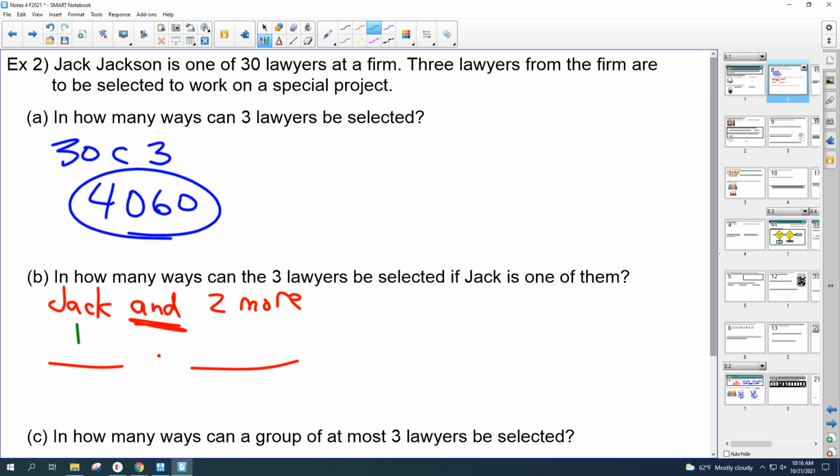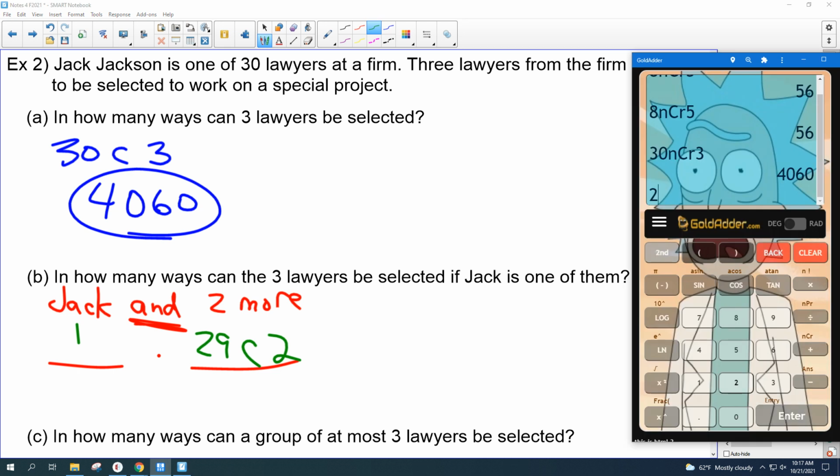29, very good. Not 30, because we already picked Jack, so there's 29 others, right? And two others. So we're going to pick two out of 29. Does order matter for those two? I don't think so. So this problem becomes 1 times 29 choose 2. Well, that's just going to be 29 choose 2. 406.